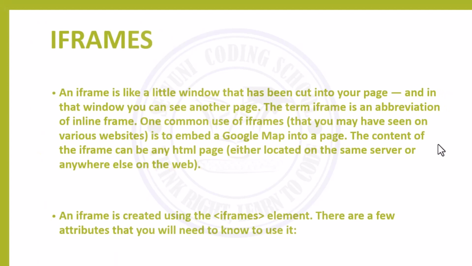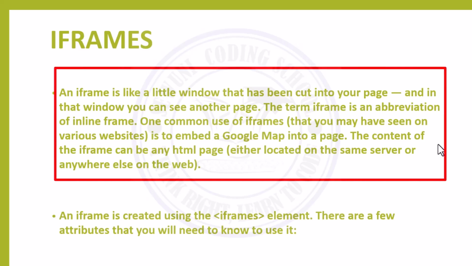What are iframes? Iframes simply means inline frames. It is a little window that has been cut into your page, and in this window it's like you are seeing another page on your page. One common use of iframe is the use of Google Map on pages. The Google Map is embedded onto your web page, and the content of this iframe can be seen on any HTML page, whether it is on your local device or hosted elsewhere.